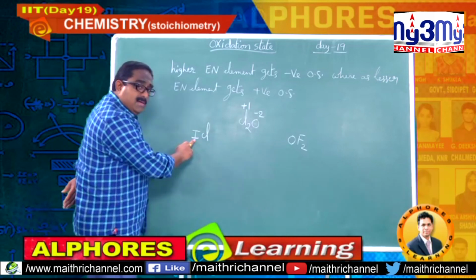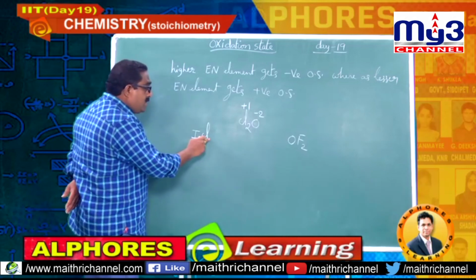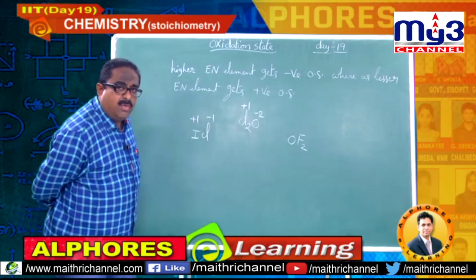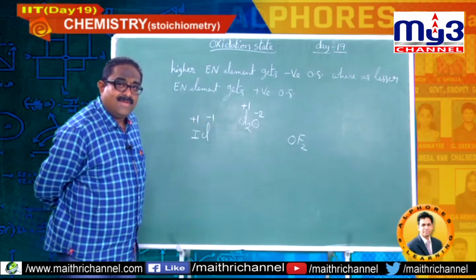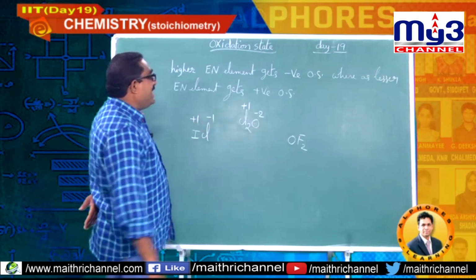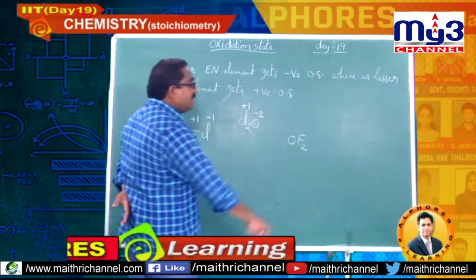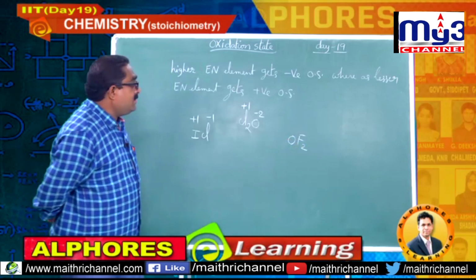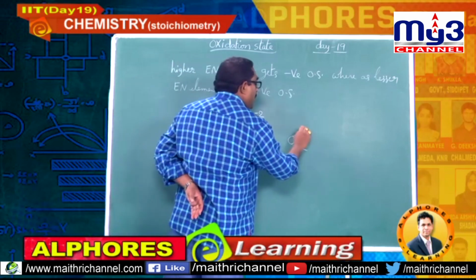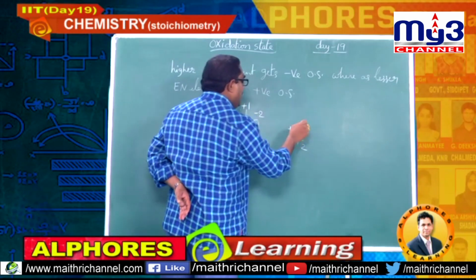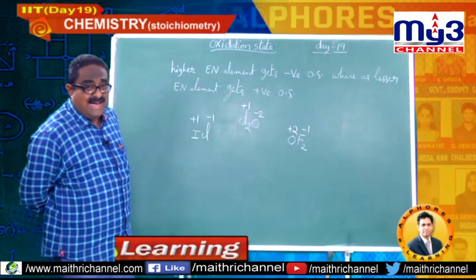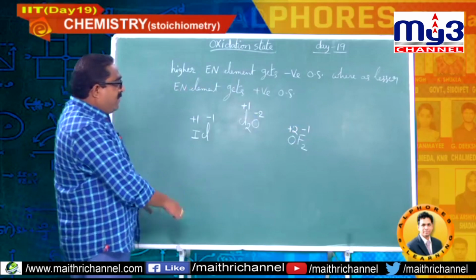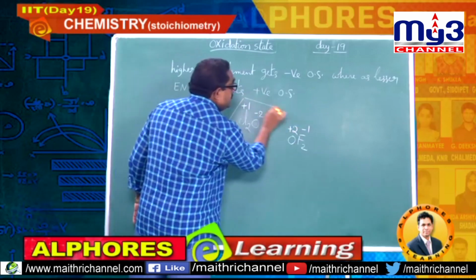If you come here, chlorine is more electronegative, so it gets a negative and iodine will get a positive oxidation state. Similarly, between oxygen and fluorine, fluorine has negative oxidation state, whereas oxygen will get a positive +2 oxidation state.